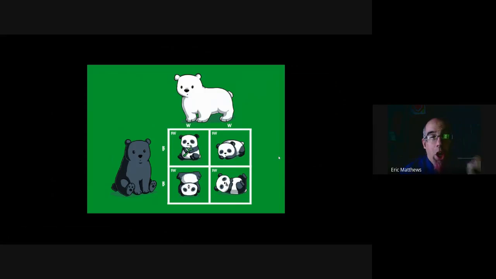Is this codominance, where they get both dominant alleles and show both dominant alleles at the same time? Or would this be incomplete dominance, where the two dominant alleles blend together and make something in the middle? This would be codominance, because we are still seeing white, we are still seeing black, both of the colors from the parents are still both there.